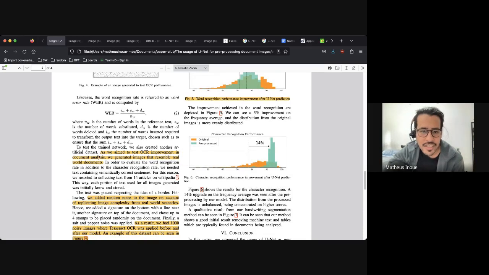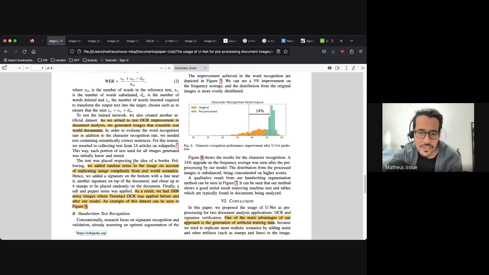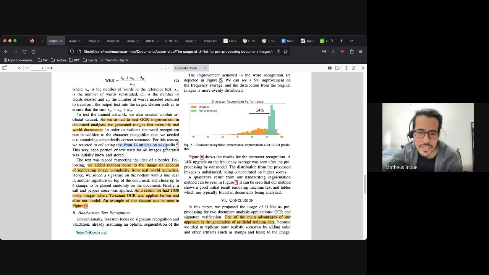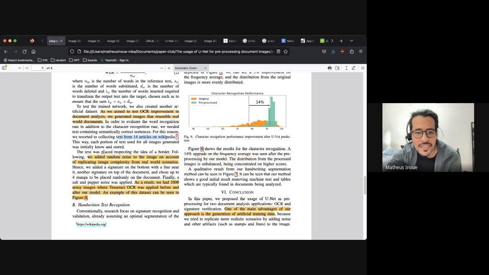Okay, and then here they talk about how, as they aim to test this OCR in document analysis for real-world documents, they try to generate real-world images that would resemble real-world documents. Here they talk about how they used Wikipedia to get natural language text. So they use Wikipedia to get some text. And here they talk about how they added noise to the image to account for several image complexity scenarios.